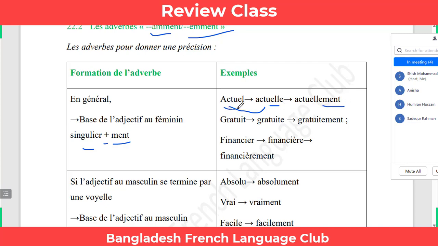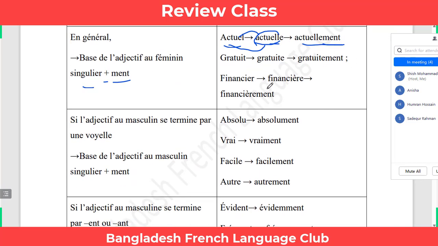Actuelle as well, same pronunciation. So with the feminine form we just added ment. Okay, actuellement. This is the general rule. Gratuit, the feminine one is gratuite, then gratuitement.